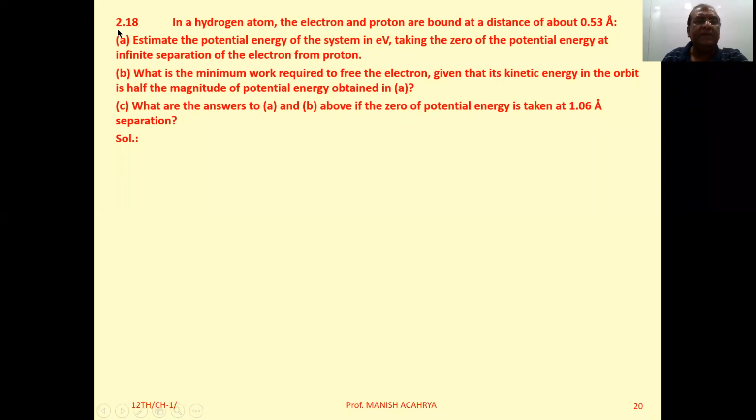Next one. Example 2.18. In a hydrogen atom, the electron and proton are bound at a distance of about 0.53 angstrom.